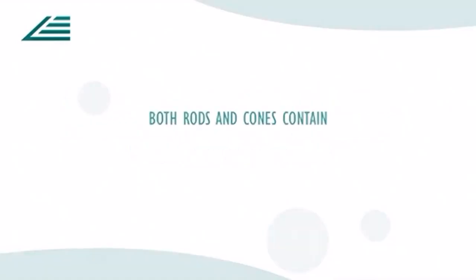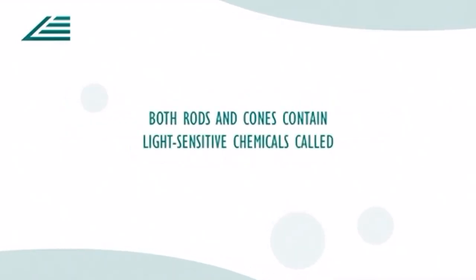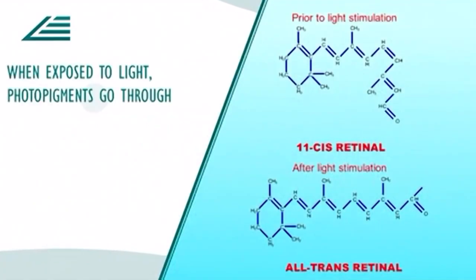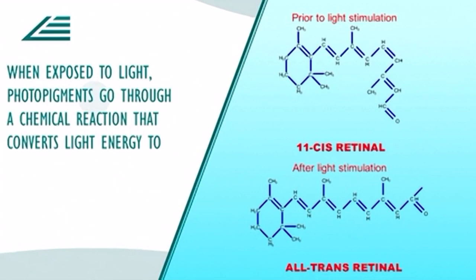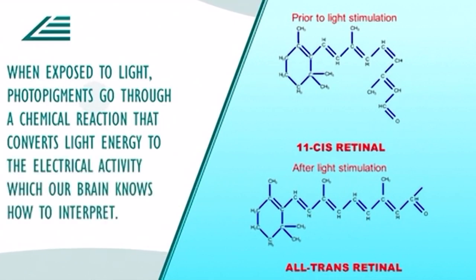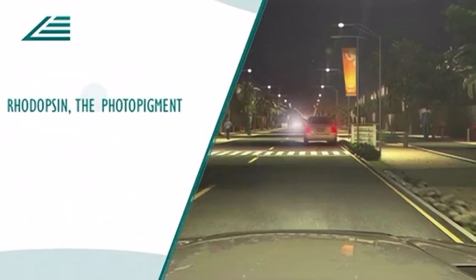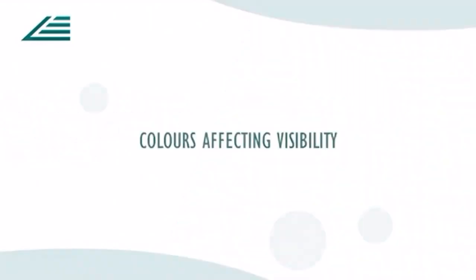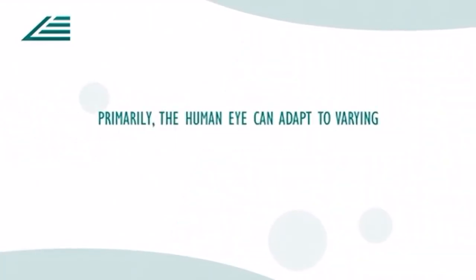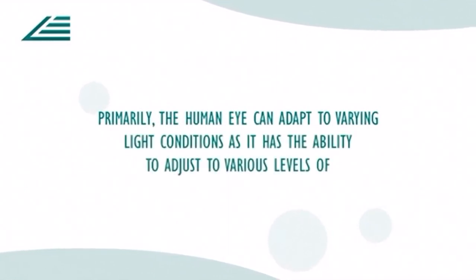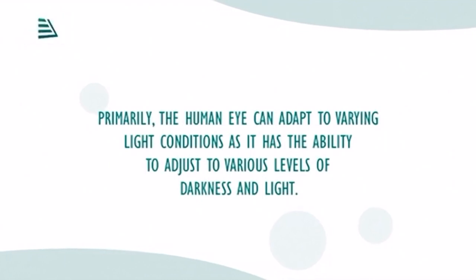Photopigments. Both rods and cones contain light-sensitive chemicals called photopigments. When exposed to light, photopigments go through a chemical reaction that converts light energy to the electrical activity which our brain knows how to interpret. Rhodopsin, the photopigment used by the rods, is the key to night vision. Colors affecting visibility. Primarily, the human eye can adapt to varying light conditions as it has the ability to adjust to various levels of darkness and light.